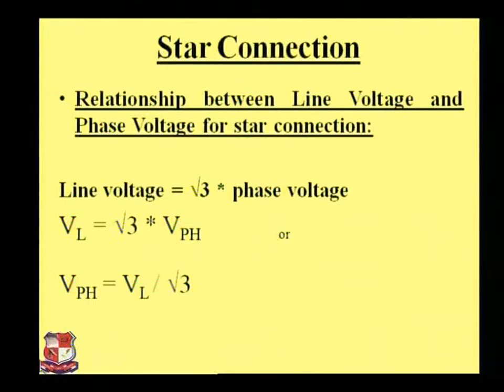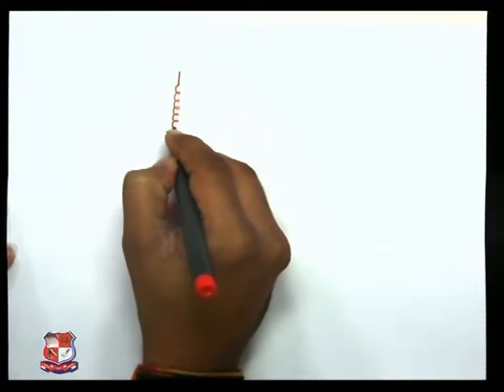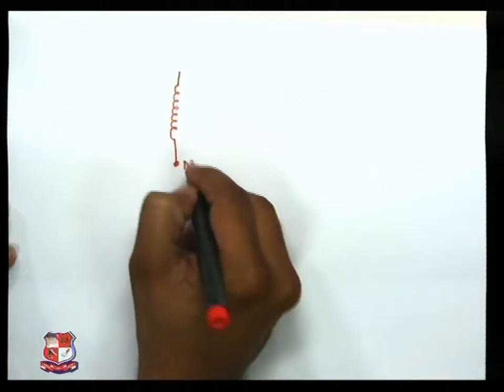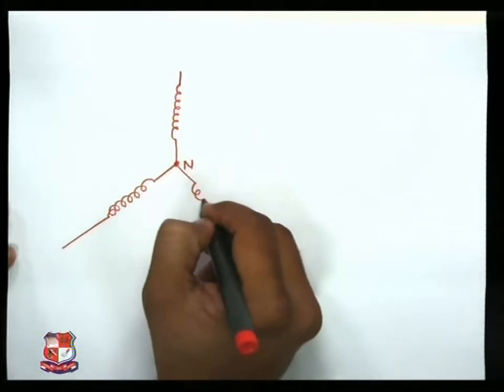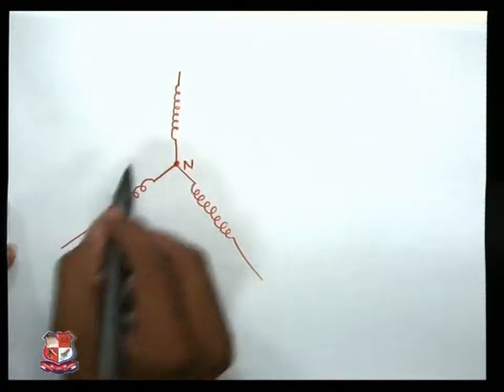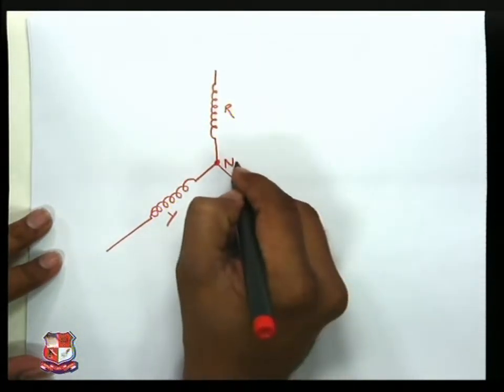Friends, here the line current, line voltage, phase current and phase voltage values are all related to what kind of connection you prefer, either the star connection or the delta connection. I am just showing you with one figure. This one is a neutral point. These are 3 phases: R phase, Y phase and B phase. This is neutral.